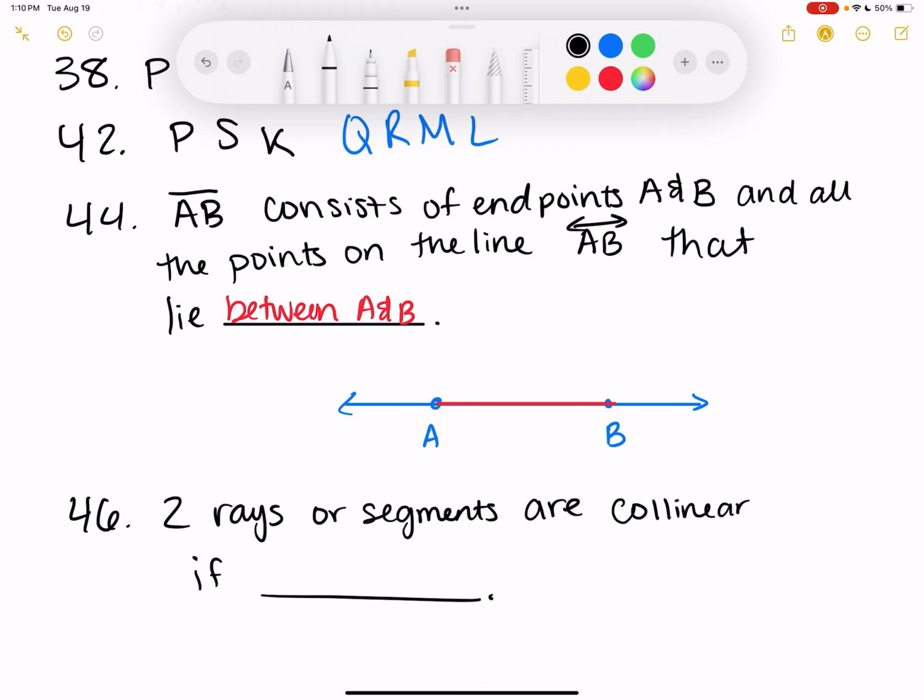Yes, I'm looking for a little bit different way of saying it, but what does it mean for something to be collinear? They're on the same line. Yep, if they lie on the same line. Now, obviously, there are different ways that we can word some of these things and still have the right answer, but that's what I was specifically looking for there.